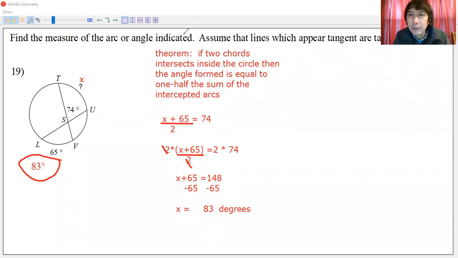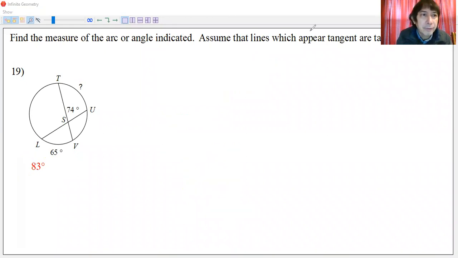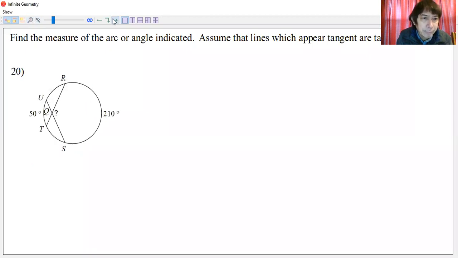Number 20. Let's continue with number 20. All right, here's the next. We'll mark the unknown angle x over there inside. And we have our working equation, the bigger arc, 210. Remember, these are intersecting chords inside. So 210 plus the 50 divided by 2 is equal to our x.